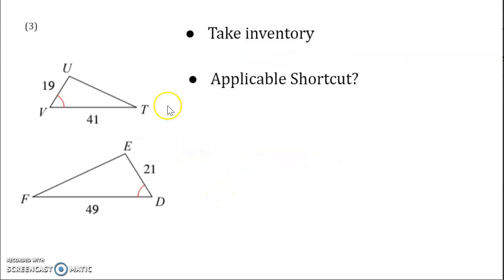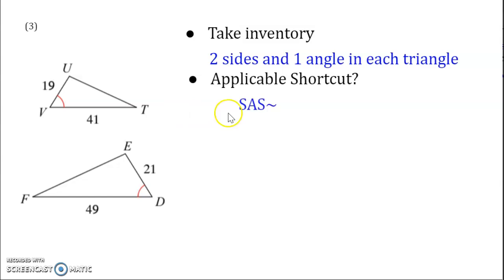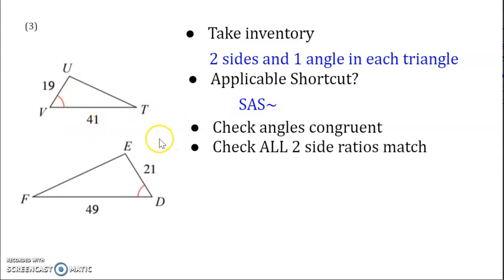What about number 3? What do we have? We have two sides and an angle measure, and so it could be side angle side. The angle is the included angle between the two sides. So we need to check if the angles are congruent. Yes, the notation tells me that those two angles are congruent. Now we need to check the two side ratios to match.